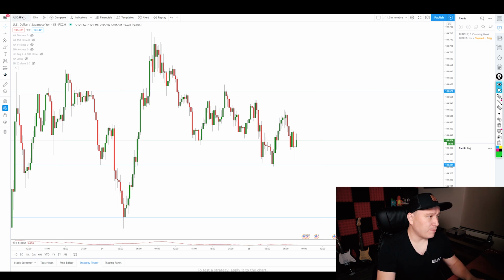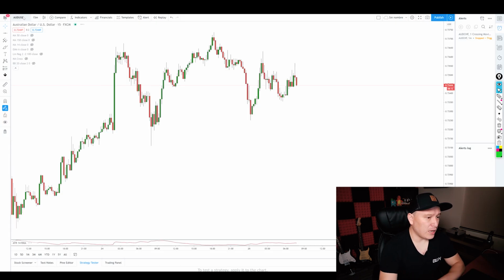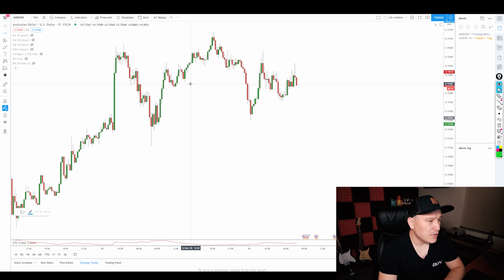Let me just go ahead and find a pair. Maybe I'm able to find a pair that has an entry point and I can show you a live trade. If not, at least you can practice now on demo and start making money with it. There you go. This is a good resistance and support level.